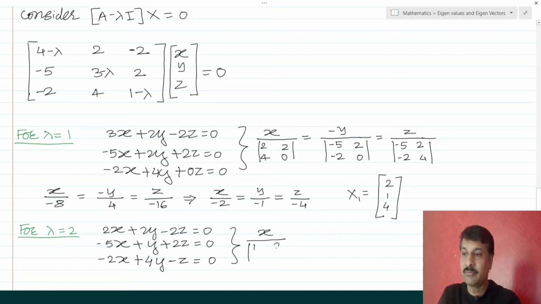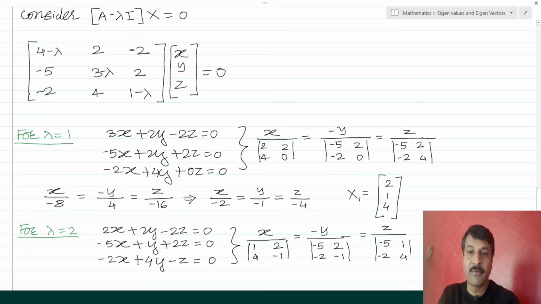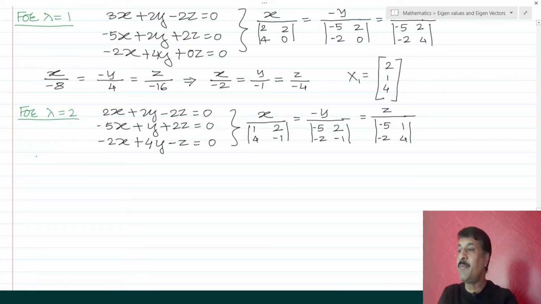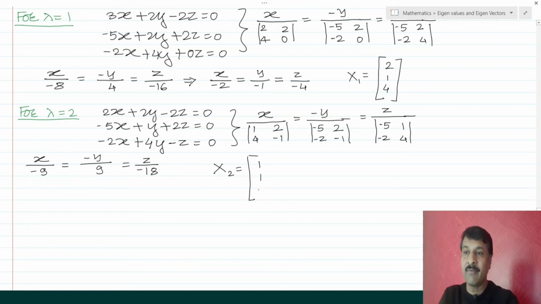So I am getting here 1, 2, 4, minus 1s. Again the same. Minus y upon minus 5, 2, minus 2, minus 1. And z upon minus 5, 1, minus 2 and 4. Note the case. So here you solve this one and find the values of x, y, z. So x equal to minus 1, minus 8, minus 9. Then minus y upon minus 5 plus 4, it is a 9, and z upon, it is minus 20 plus 2, minus 18. So definitely you can find out now x2 directly, considering the least positive, maximum positive here. So all are negative. So divide by minus 9. So I am getting 1, 1, 2. That is your x2.